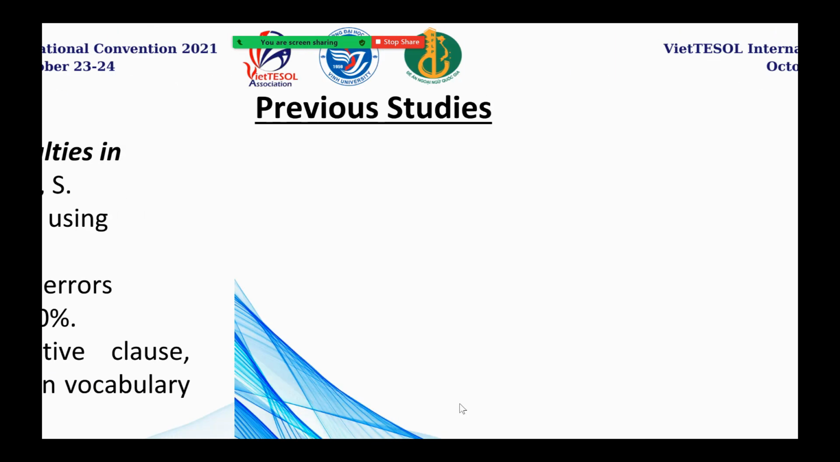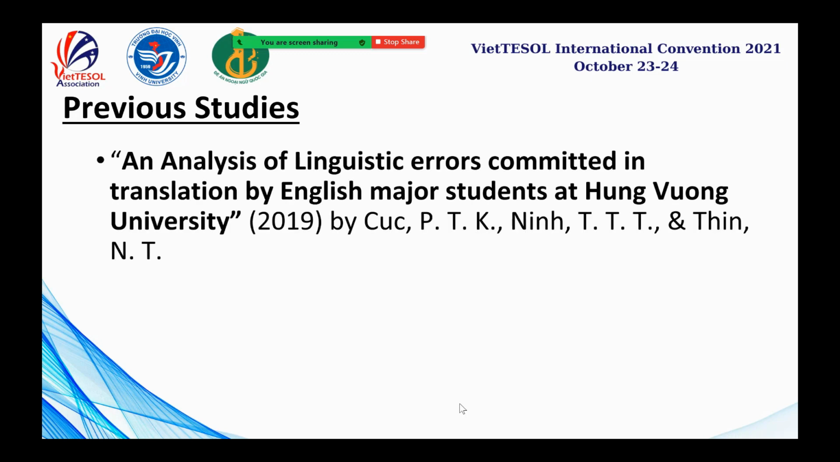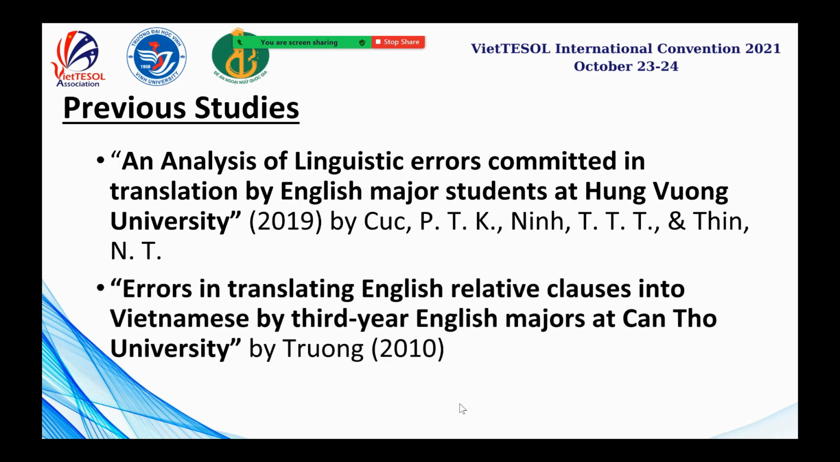When it comes to the Vietnamese context, there are also some similar studies related to student problems in using relative clauses. For example, here, an analysis of linguistic errors committed in translation by English major students at Hoa Sen University by Phạm Thị Kim Cúc and her partners. Or the errors in translating English relative clauses into Vietnamese by third-year English majors at Cần Thơ University, 2010.